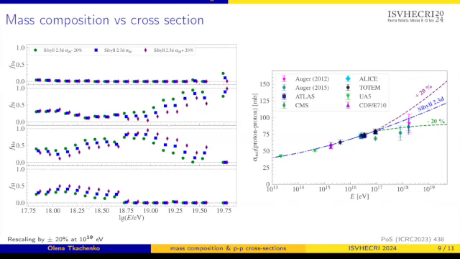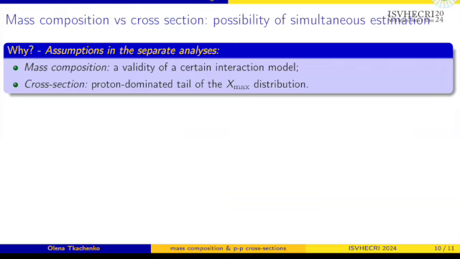But that shows the importance of knowing the cross-section for estimating mass composition, and vice versa, of knowing the mass composition to be able to estimate the cross-section. That leaves a little bit of uncertainty in the analysis because we don't know both of these quantities exactly. One of the possible improvements is to try to estimate them at the same time, because of the already mentioned assumptions: that for the mass composition we usually assume the validity of a certain interaction model, and that for cross-sections we assume a proton-dominated tail of the X-max distribution.